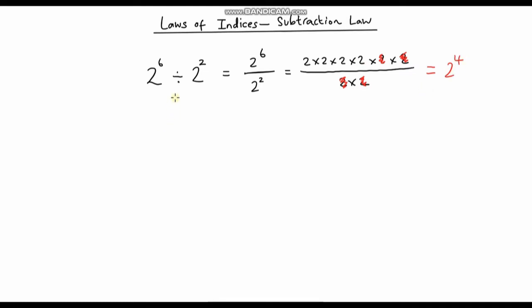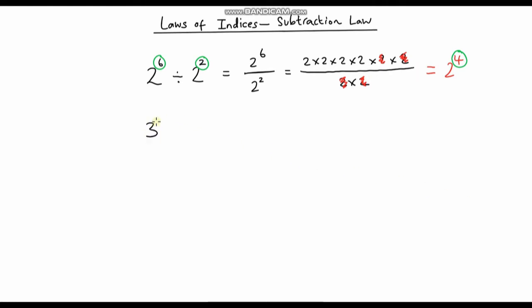Now straight away you might have spotted something. You might have spotted that there's a pattern going on here. Look at the indices in our question and look at the index on our answer, and you might be able to spot how we got to our answer. But let's just do another couple of examples just to make this clear.